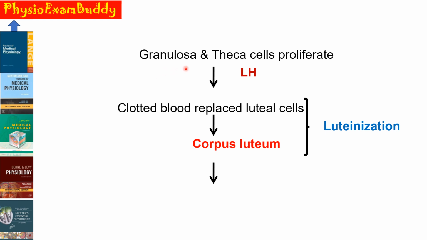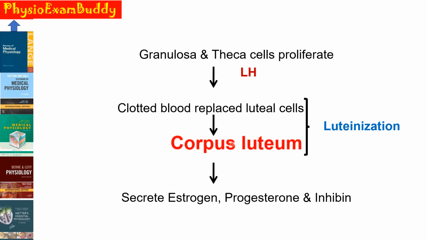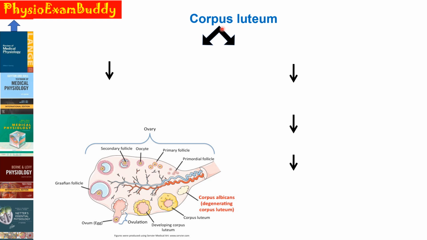And in the luteal phase, the granulosa and theca cells will again proliferate, and in the presence of luteinizing hormone, the clotted blood in the corpus haemorrhagicum will be replaced by the luteal cells. This process is known as luteinization, finally resulting in the conversion of the corpus haemorrhagicum into corpus luteum. And the corpus luteum will begin to secrete the hormones estrogen, progesterone, as well as inhibin. And the formed corpus luteum has two phases, depending upon whether fertilization will occur or not.